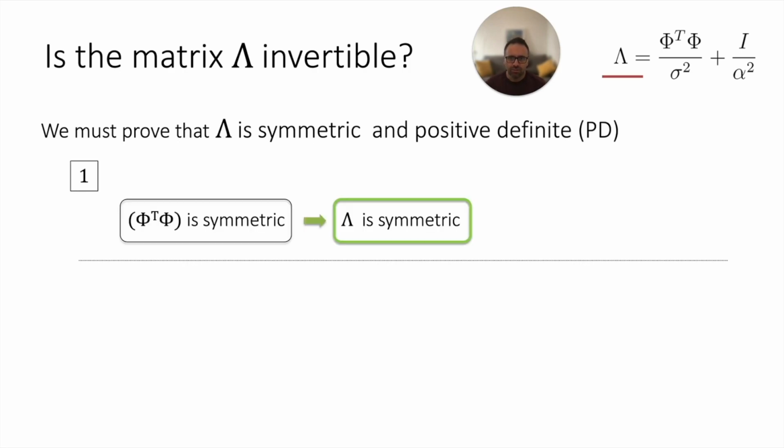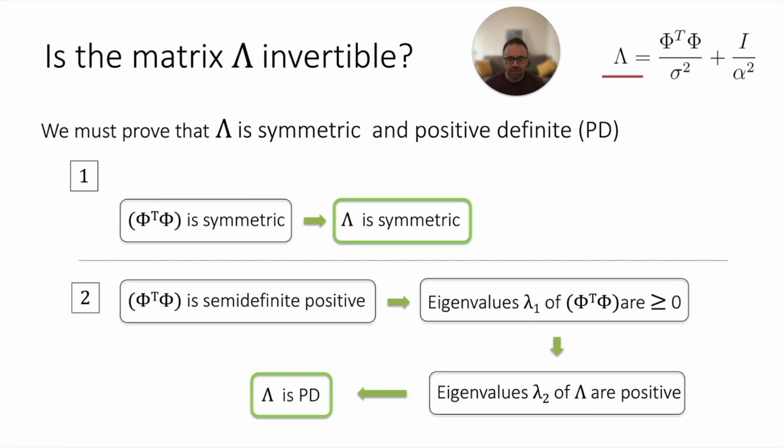One is that phi transposed times phi is symmetric, because as you can see here, basically we're just modifying the diagonal terms with these two terms. So if this matrix is symmetric, then it means that lambda is symmetric at the end, right? And second, we need to prove that lambda is positive definite. And to do that, we need to go over this sequence.